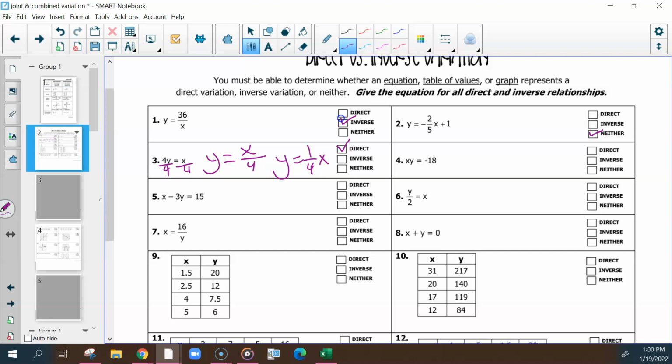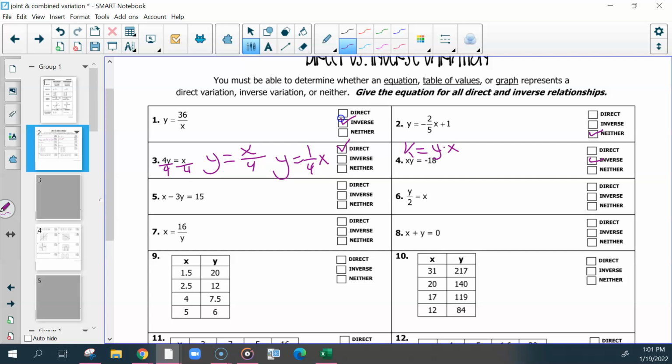For number 4, we could solve that one for y, but that also looks like how we would find one of the k's. x times y equals k. Would that be direct, inverse, or neither? Inverse. So if you recognize that this is the same thing as k equals y times x, you don't need to solve for it.